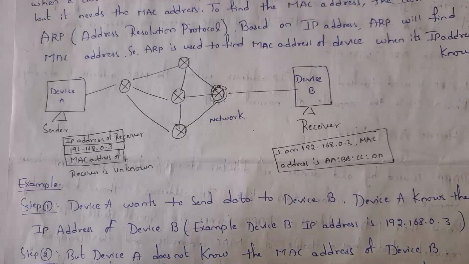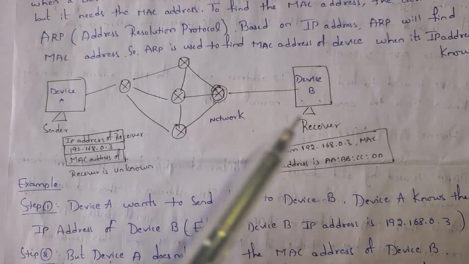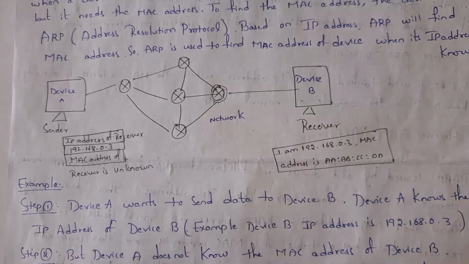Guys, actually, whenever a sender sends an ARP request, then the device will give an ARP reply. But in GARP, without getting any request, the device will automatically give an ARP response by sending its IP address and MAC address. So the device will send both IP address and MAC address to all devices in the network.